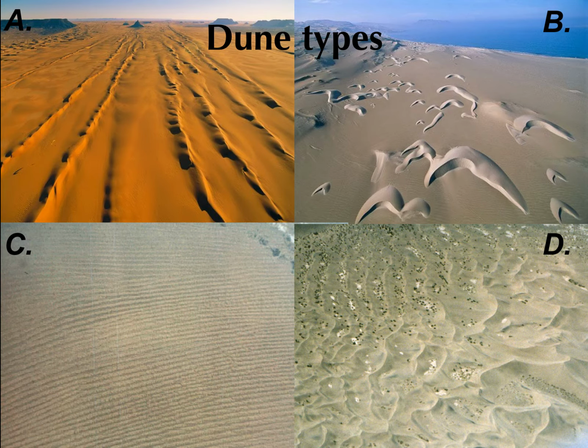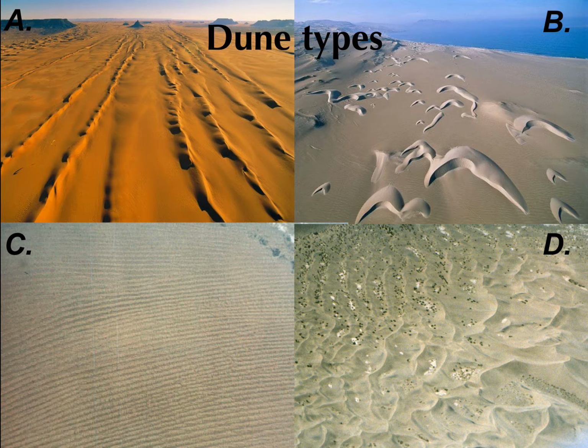Take a moment to look at these images of desert sand dunes. Try to figure out which kind of dunes they are. I think what we'll do is we'll start with A.